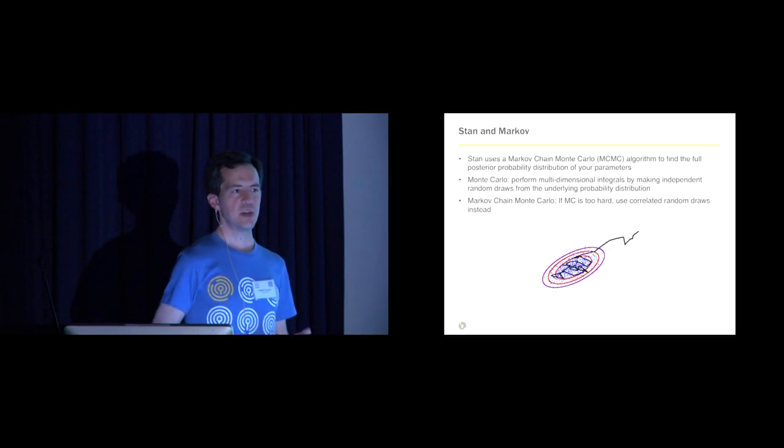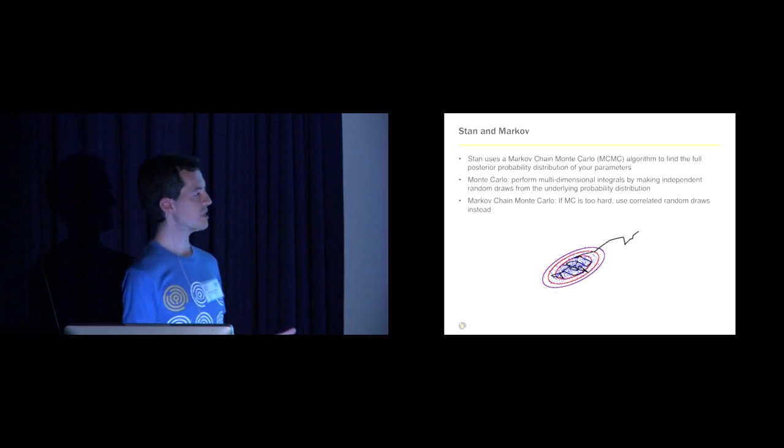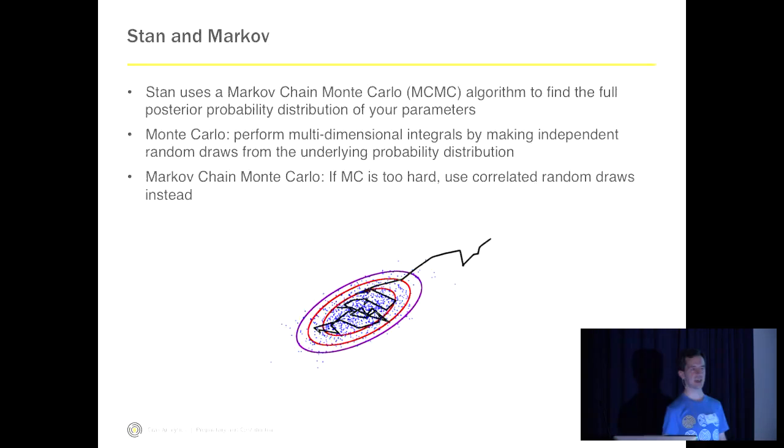I'm not going to teach you about Monte Carlos or MCMCs, but just to give you a really brief look at what exactly Stan is doing when you tell it to optimize your models. The core of Stan is a Markov chain Monte Carlo algorithm. It's using Bayes' rule, which I showed you, to find the full posterior probability distribution of all of your parameters. And a Monte Carlo algorithm is using random draws from a probability distribution to do an integral, to integrate something.